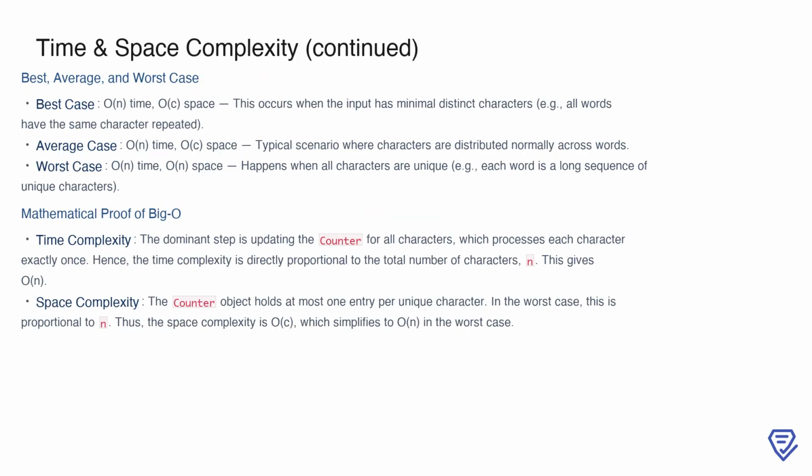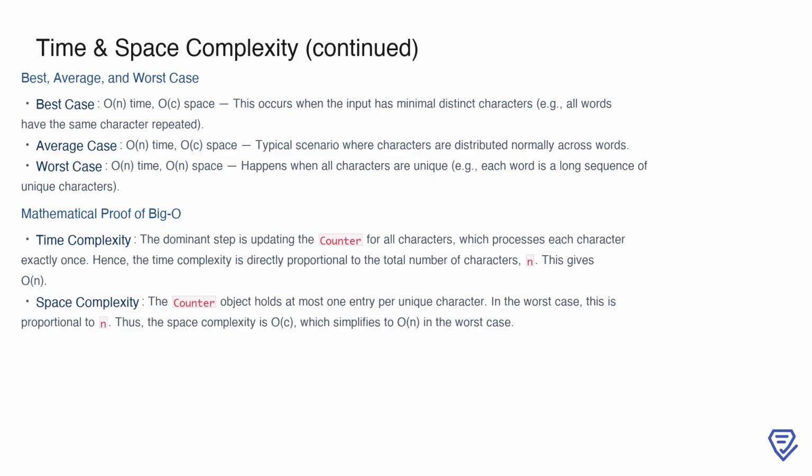Finally, let's consider the best, average, and worst-case scenarios for our solution. In the best case, where the input contains minimal distinct characters, such as when all words consist of the same repeated character, the time complexity remains O(N), and the space complexity is O(C), with C being very small. In the average case, where characters are reasonably distributed across the words, the complexities remain O(N) time and O(C) space, which is typical for most inputs. The worst case occurs when every character in the input is unique, such as when each word is a sequence of distinct characters.